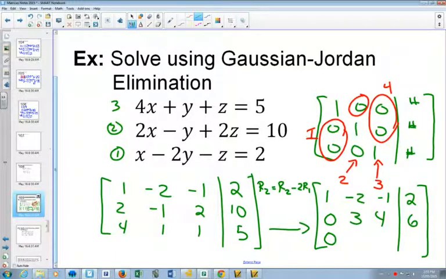And if I wanted to get a 0 in the bottom left-hand corner, then I would have to change row 3 to equal row 3 minus 4 row 1s. So I got a 0 there. 1 minus a negative 8 will give me 9. This will give me 4 plus 1, 5. Negative 8 plus 5, negative 3.